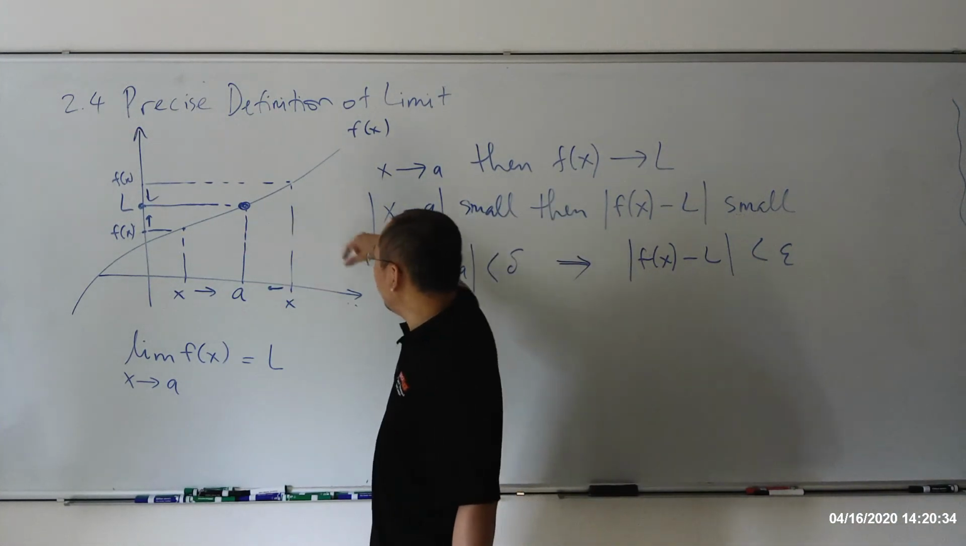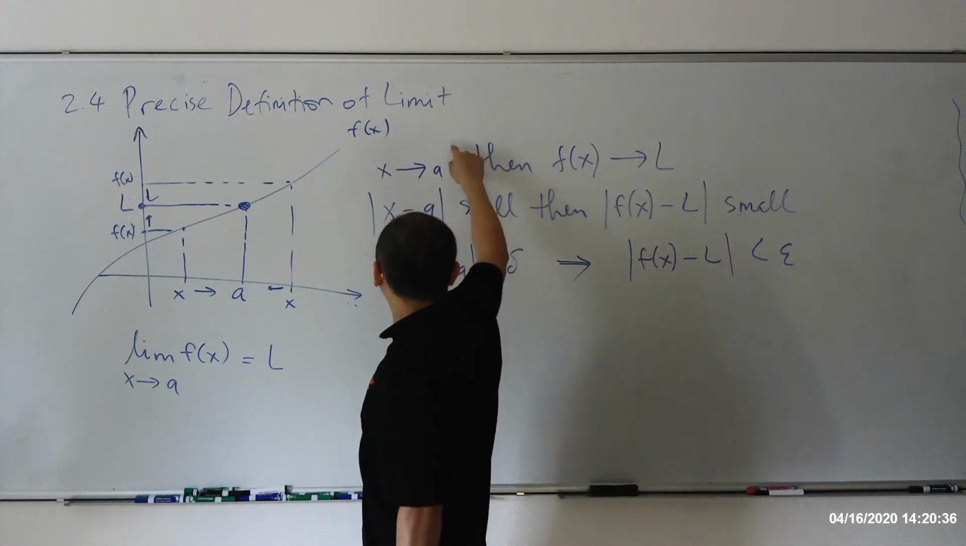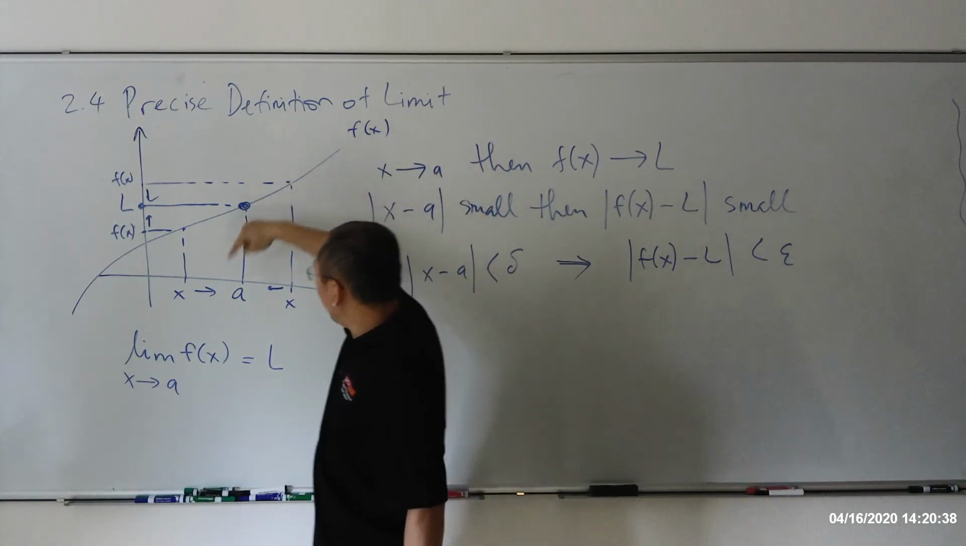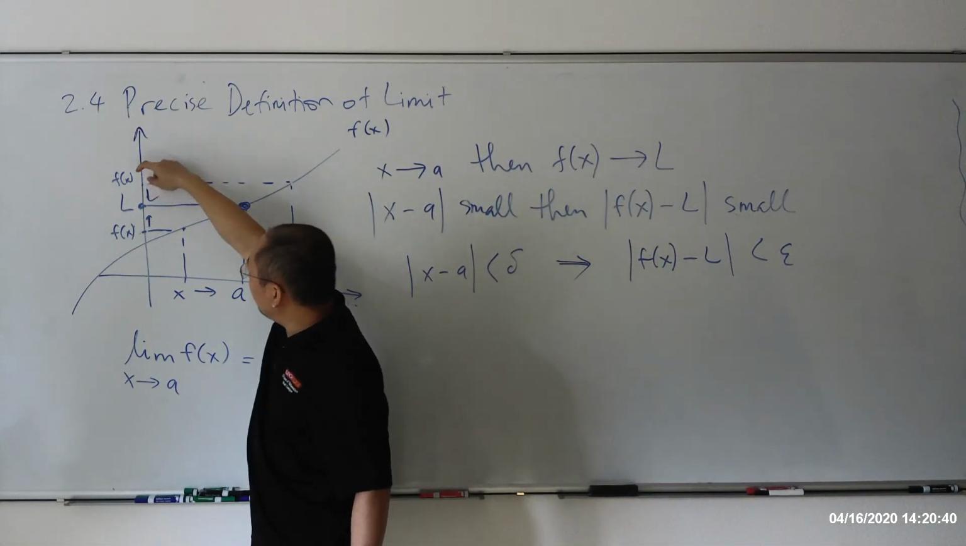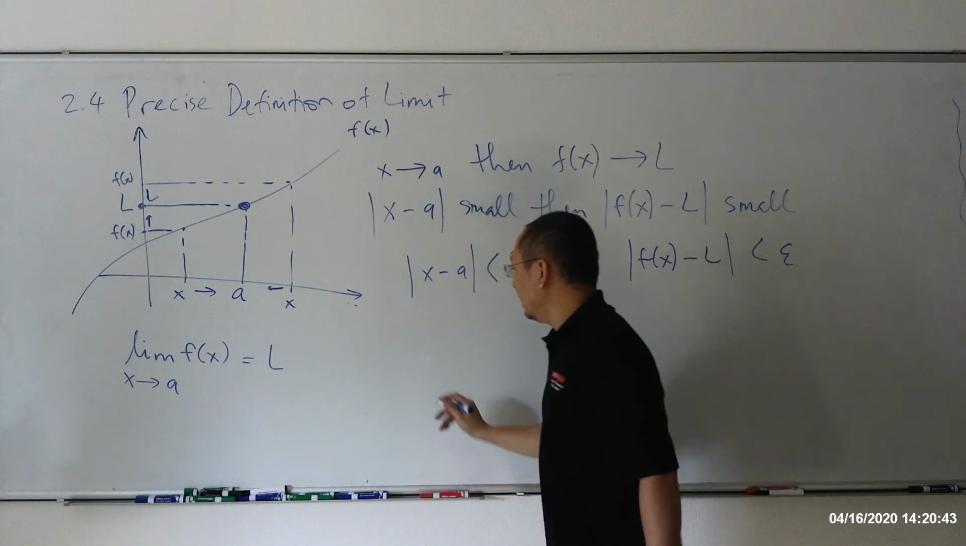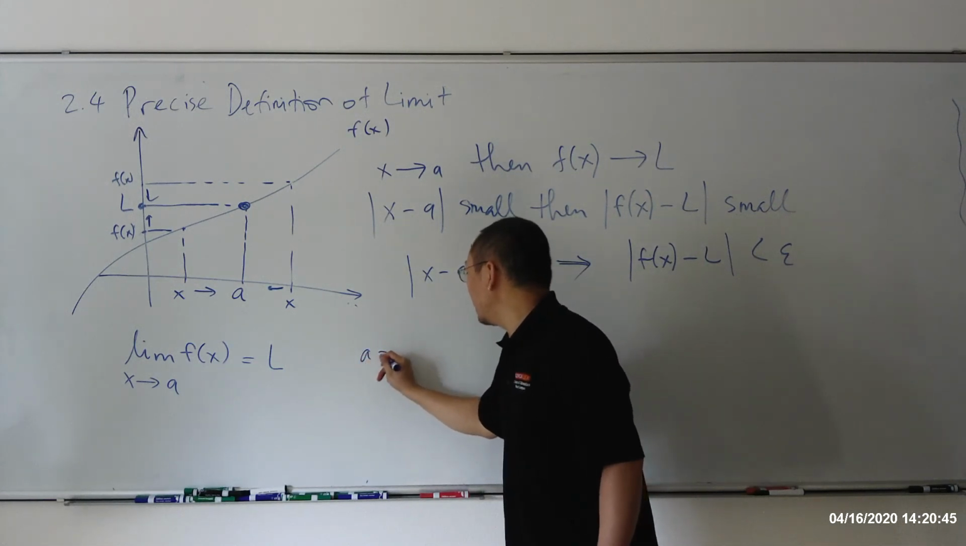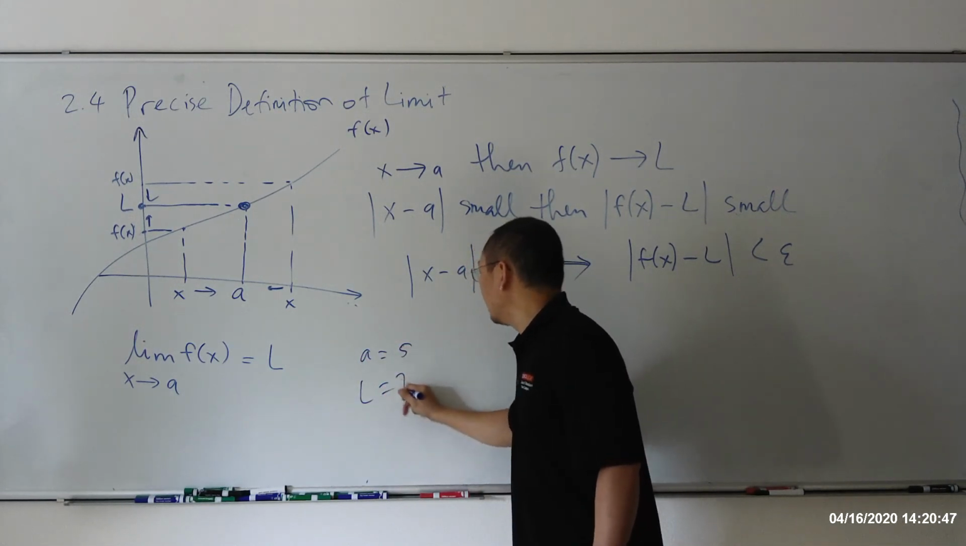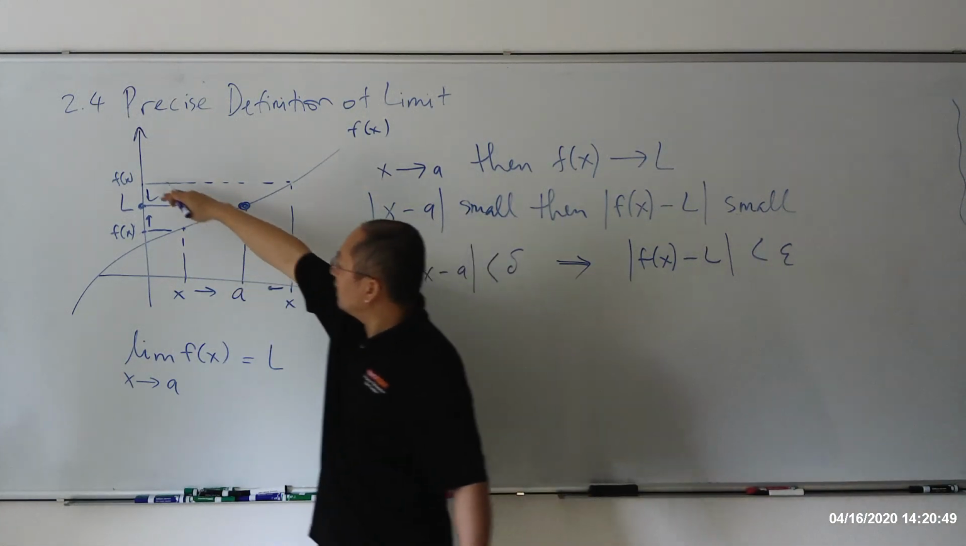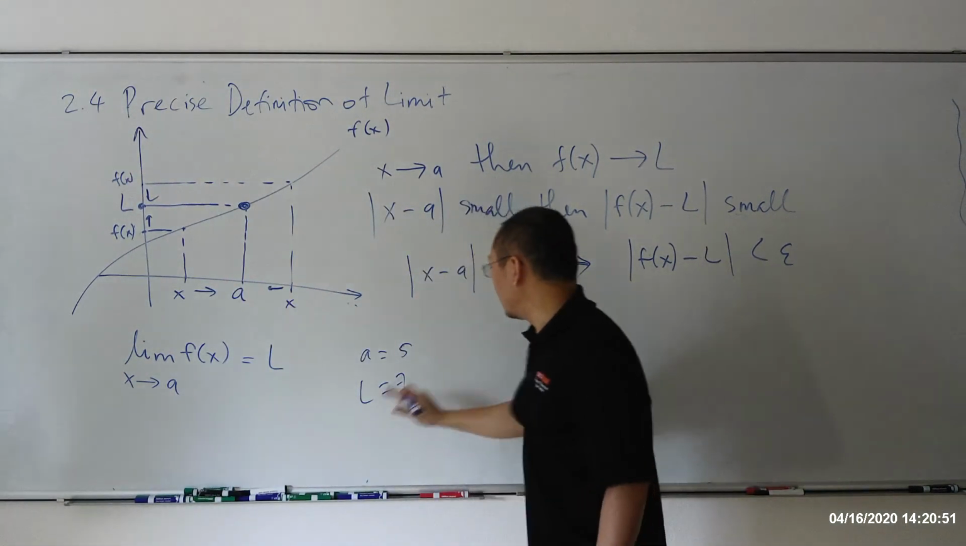And again, keep in mind that we are focused on this statement right here: x getting close to A, then f of x getting close to L. To make it easy, for example, say A equals 5 and L equals 7. So x close to 5 and f of x close to 7. All right, I'll stick with this.